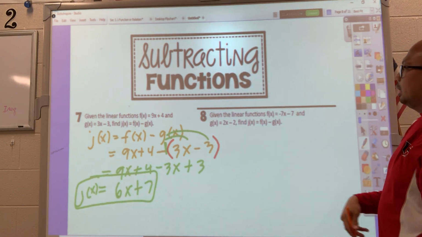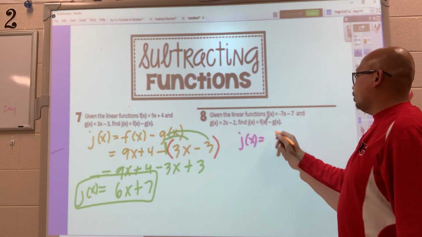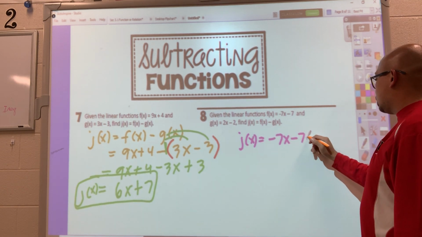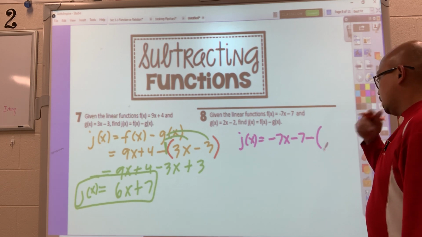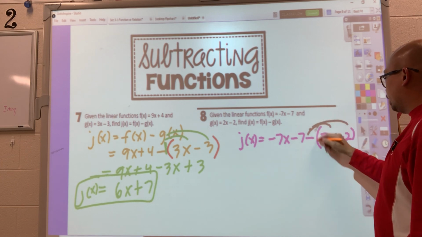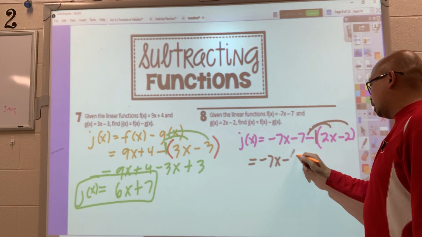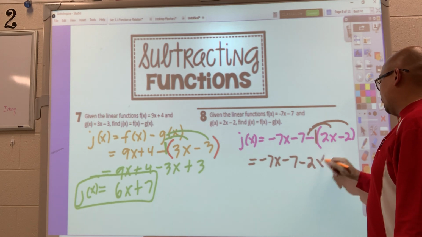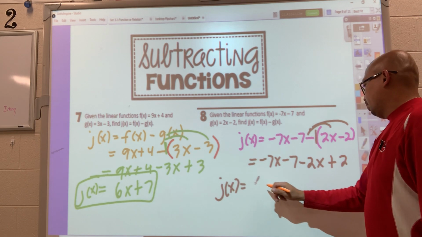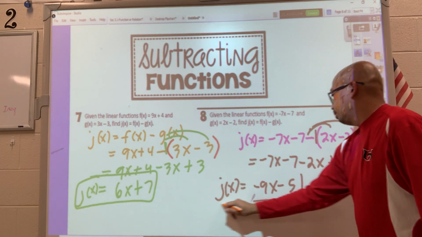For number 8, do the same thing, you just have to subtract. j of x is equal to f of x, which is negative 7x minus 7, minus parenthesis 2x minus 2. Distribute the negative 1 or the negative parenthesis there. That will give you negative 7x minus 7 minus 2x plus 2. So therefore, the new j of x is negative 9x minus 5.